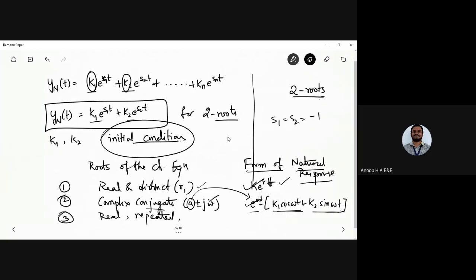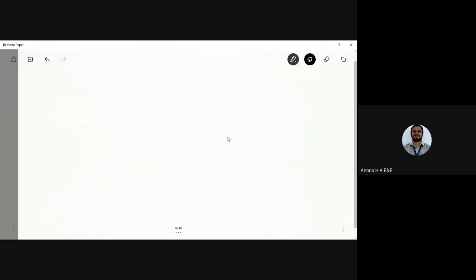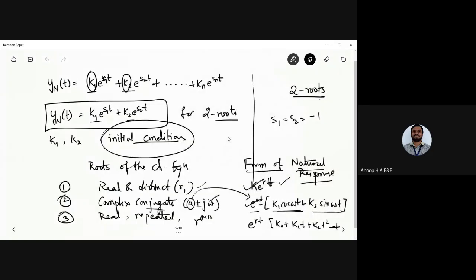In case it is repeated, with a root repeated p plus 1 times, you are going to have e power rt, that is k naught plus k1 t plus k2 t squared, and so on, till kp t power p. So that is the roots of the characteristic equation. Based on the roots of the characteristic equation, you get the form of the natural response.